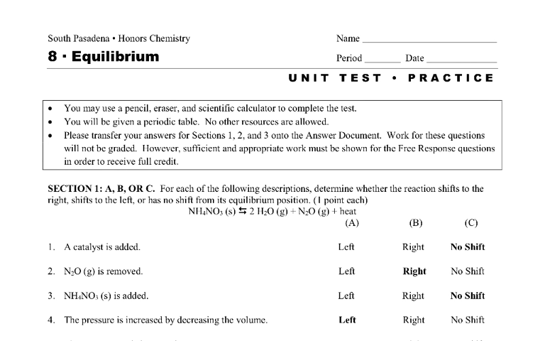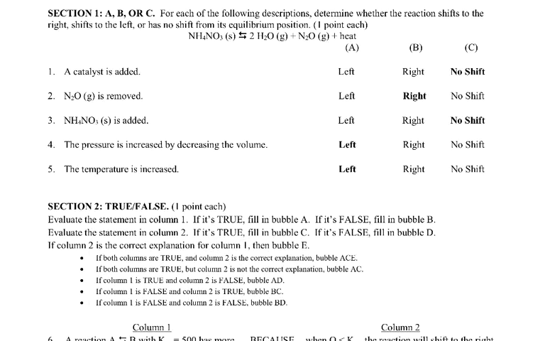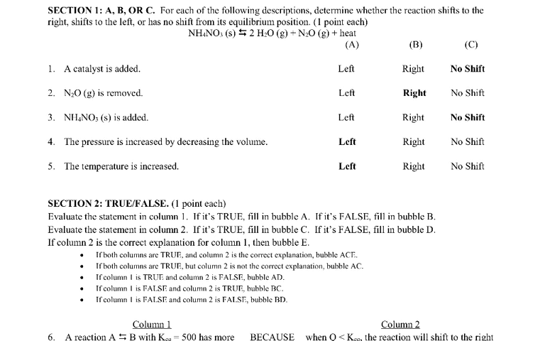I'm going to go through the practice test for the Unit 8 exam. So let's kind of move up here. Let's start with our multiple choice. So the idea here is we have a solid, okay, and we can see that we have a gas and a gas. So the first one is a catalyst is added.